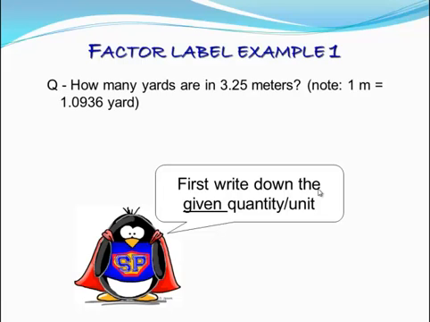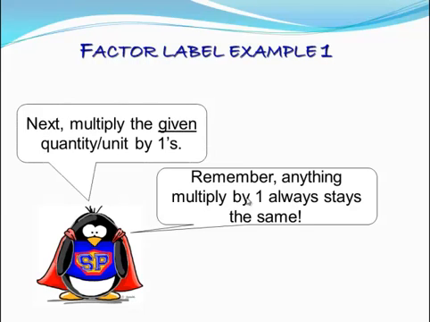And what's the first step? First, write down the given quantity and unit. So in this case, 3.25 meters. And next, multiply the given quantity and units by ones. And remember, anything multiplied by 1 always stays the same.